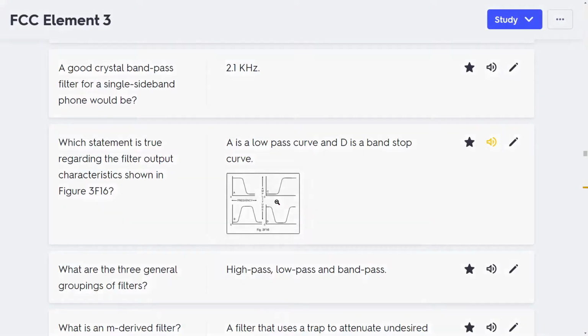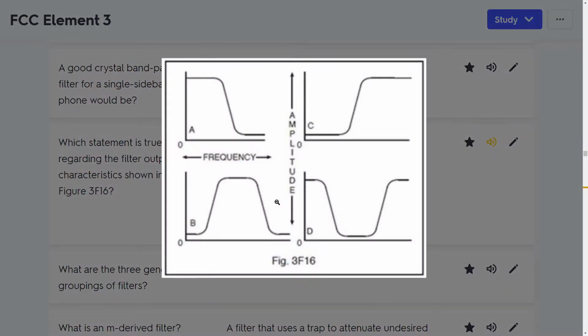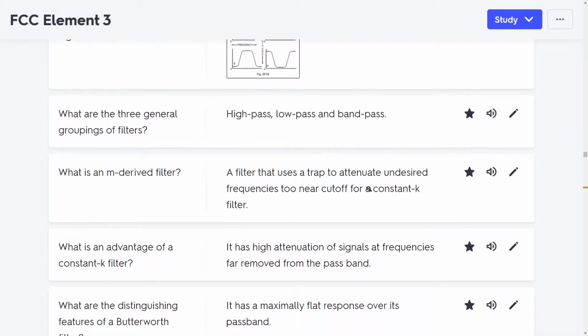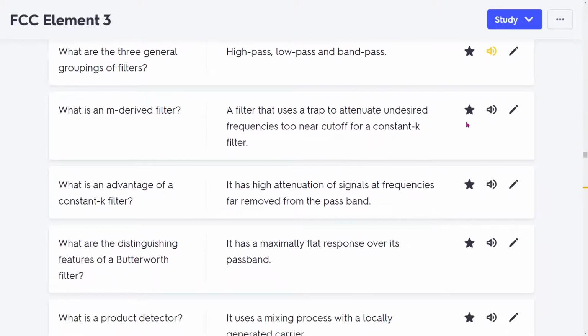Which statement is true regarding the filter output characteristics shown in Figure 3F16? A is a low-pass curve and D is a band-stop curve. What are the three general groupings of filters? High pass, low pass and band pass.